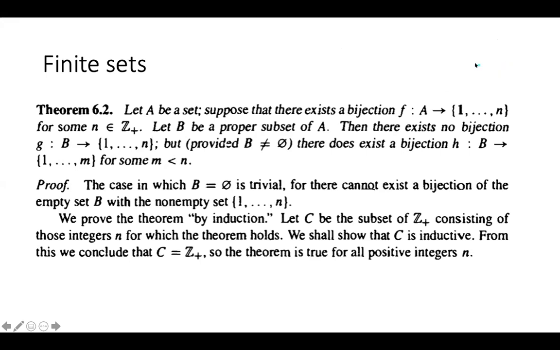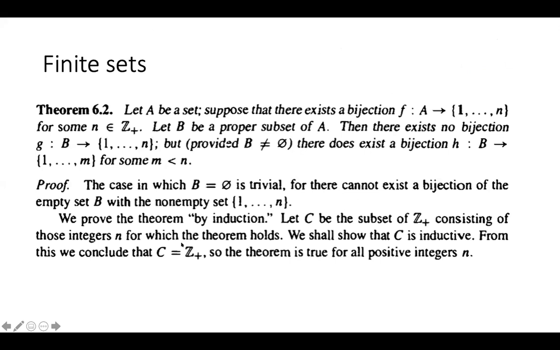first of B being the empty set. In this case, there cannot exist a bijection of the empty set with a non-empty set. So if there is no element in B, you can't map it to something in a way to get a bijection. And then we prove the rest of the theorem by induction.